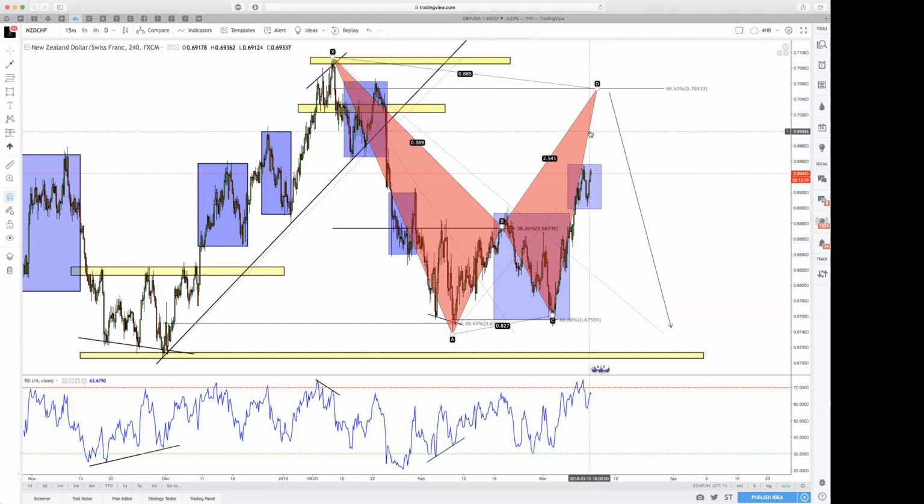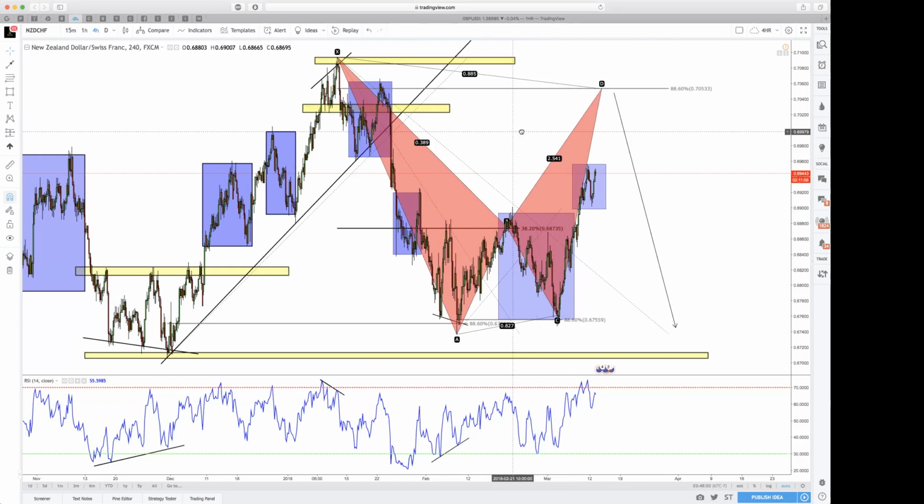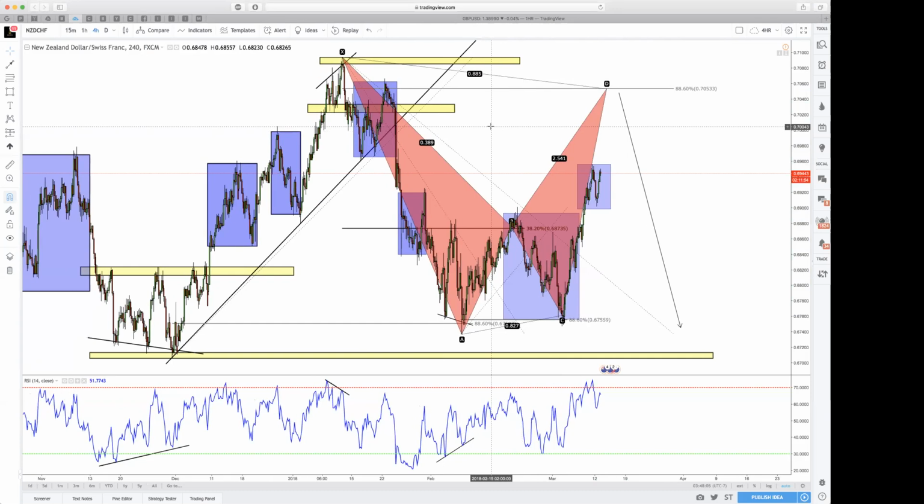But right now I don't see anything because we missed it. I'm not gonna trade the level 2. I'm just gonna wait for the M to finish. Probably the M is gonna be created right about here. And when the M is created at the 88.6, guess what? There's an MMM pattern and there's a harmonic pattern. What are you gonna do? Sell heavy. That's what we're gonna be doing. So until then, we're just gonna wait it out for NZD-CHF to go back up.